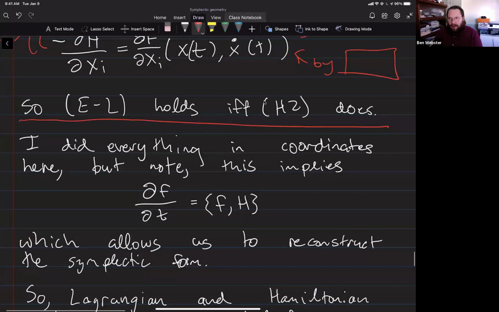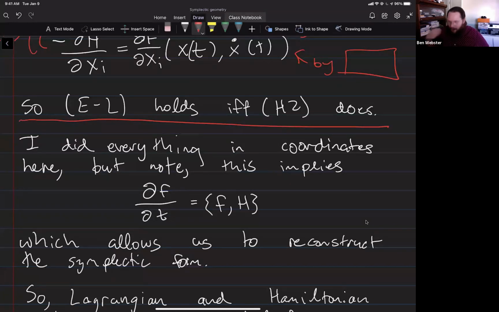Let me just note here, I wrote out my Hamilton's equations in coordinates, but there's a coordinate-free expression for them: the derivative of a function with respect to time is its Poisson bracket with the Hamiltonian.